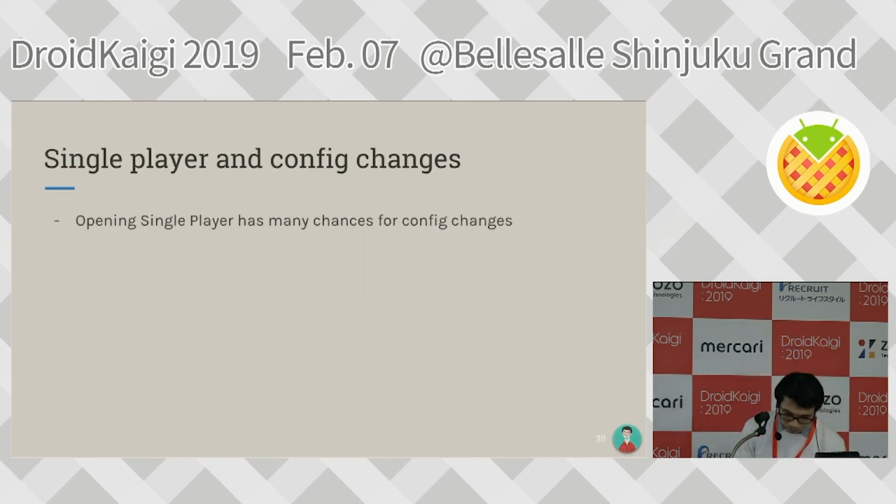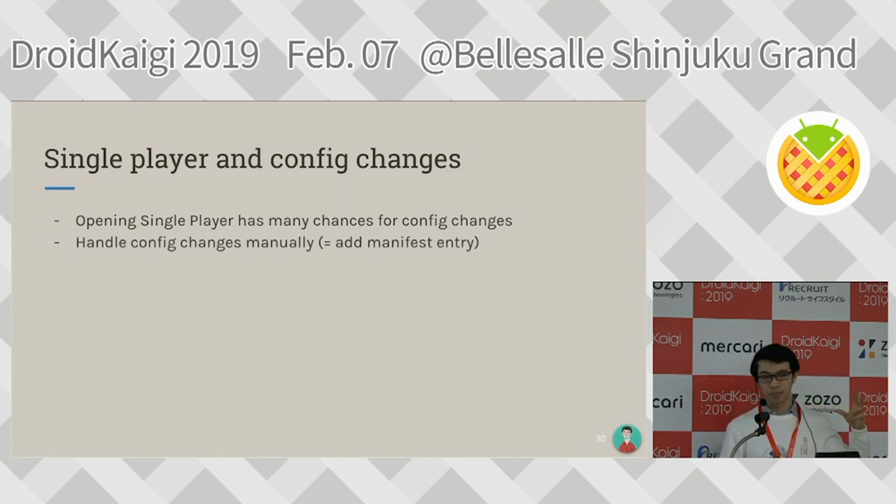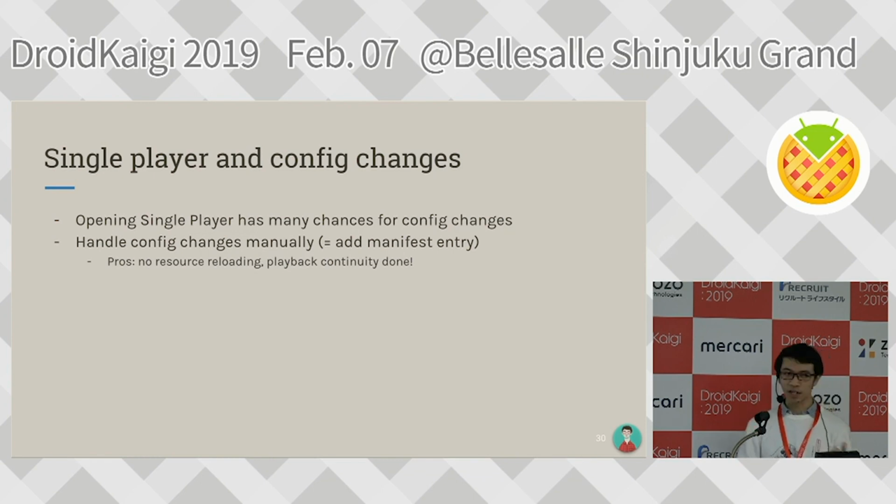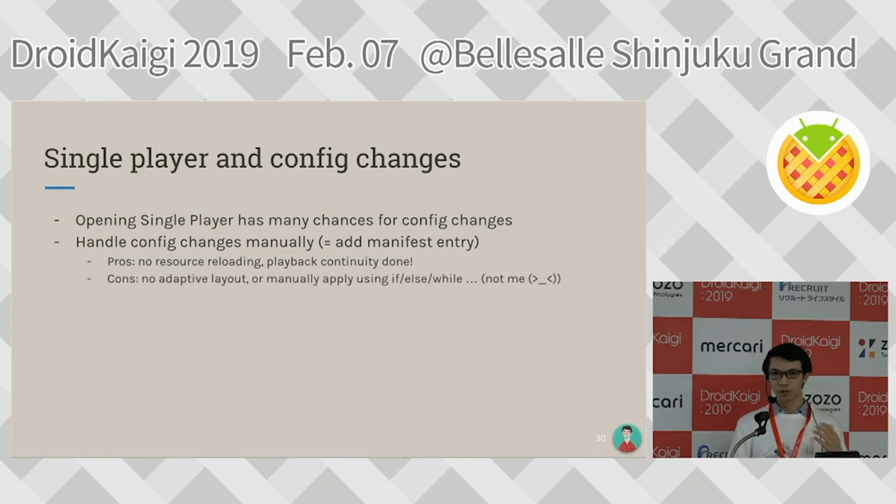And either of them is a chance for config changes: the screen sizing, orientation changes, many things. How you handle this will have both advantages and disadvantages. For example, if you handle it manually, you put a manifest entry like screen size change or orientation change. Then the view system is not recreated, so you do not need to handle playback resource recreation, reloading, something like that. But you lose the adaptive layout recreation of the UI, and that's not my style.